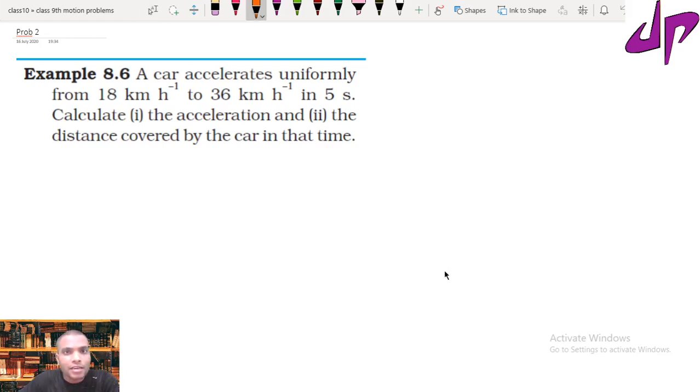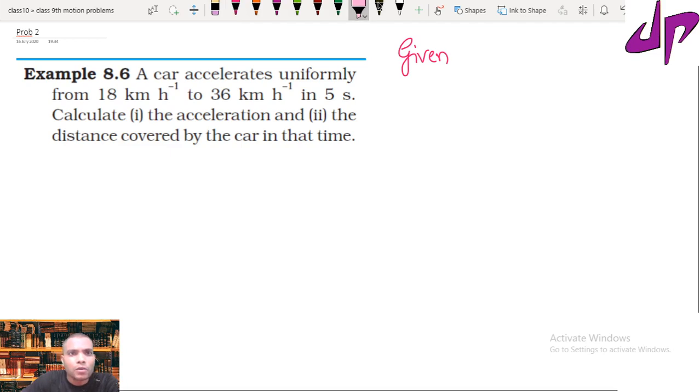A car accelerates uniformly from 18 km per hour to 36 km per hour in 5 seconds. Calculate the acceleration and the distance covered. So you can mention here what is given.